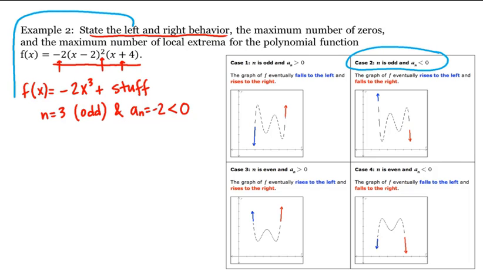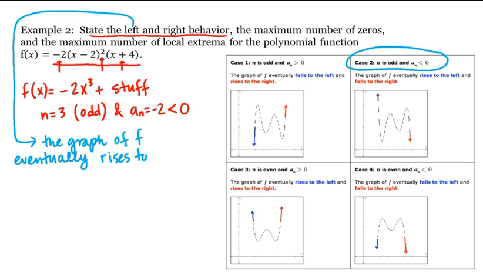Therefore, the graph of f eventually rises to the left and falls to the right.